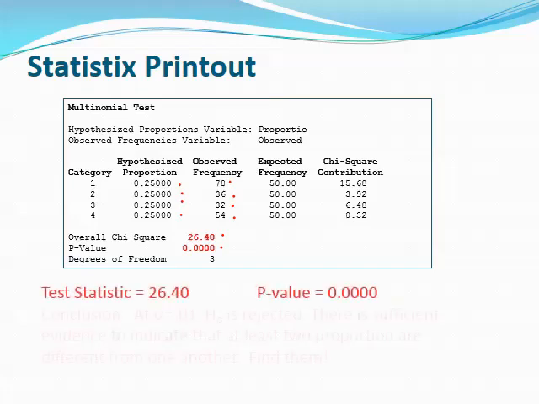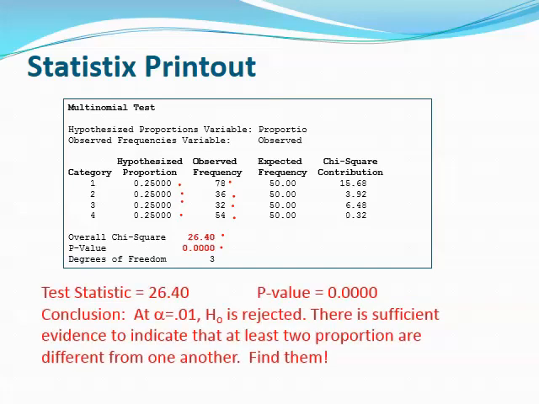And so how do we set it up? Well, we say the same thing. At alpha equal 0.01, we reject. There's sufficient evidence to indicate at least 2 proportions are different. And I can say it a couple different ways. I could say at least 2 proportions are different than the one specified, but because they're specified to be equal, we can say at least 2 proportions are different from one another.